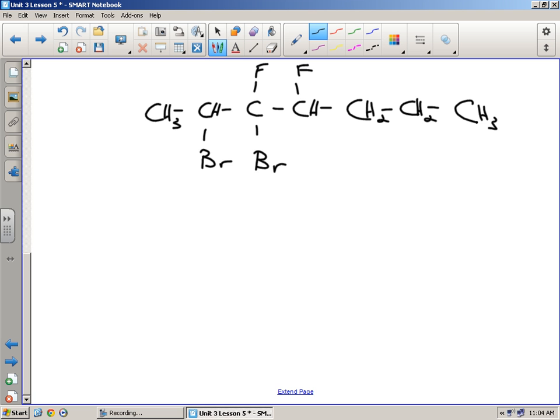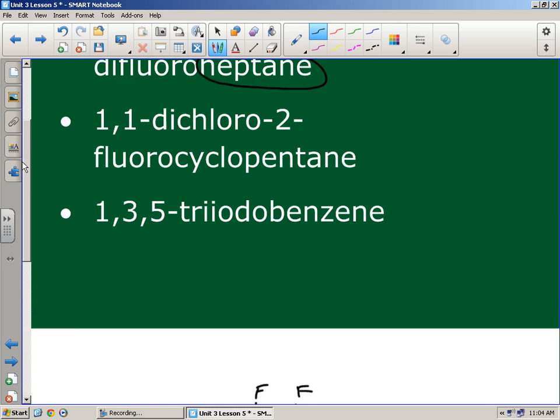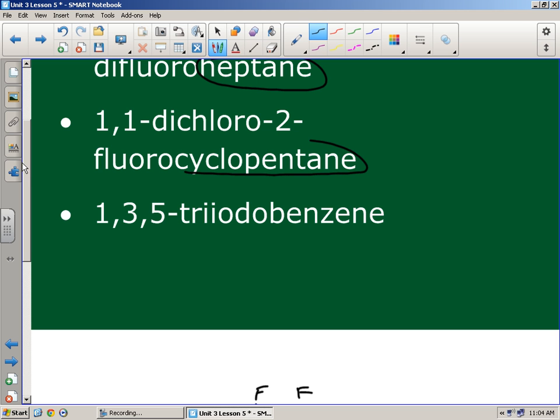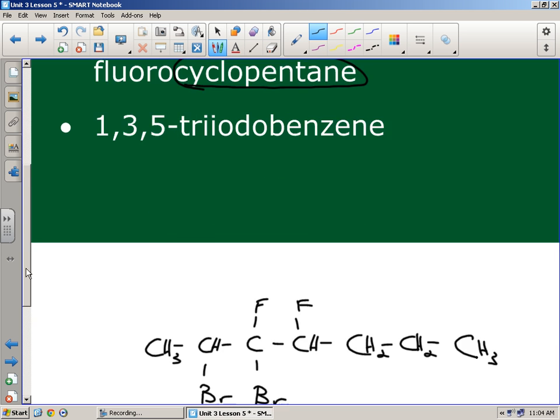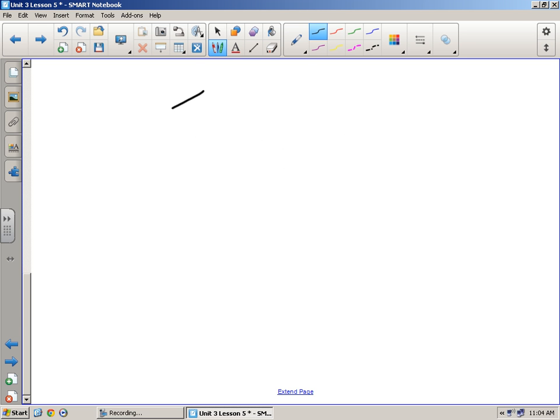Let's do the next one here. 1,1 dichloro, 2 fluorocyclopentane. Cyclopentane, of course, is what we want to look at here. Pent, 5, cyclo. So don't forget the cyclo part of that. Something like that. 1,1 dichloro. I'm going to put my 1 here because I want to and you can't stop me. And 2 is a fluoro. I'm going to put that one down here. And cyclopentane. There you go.